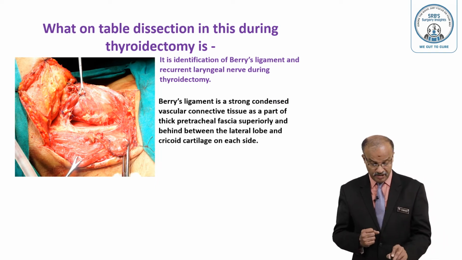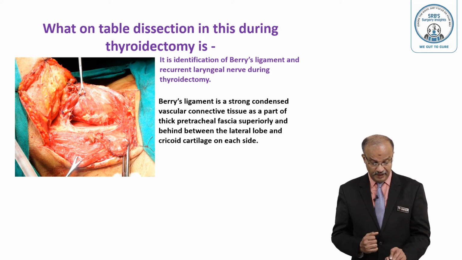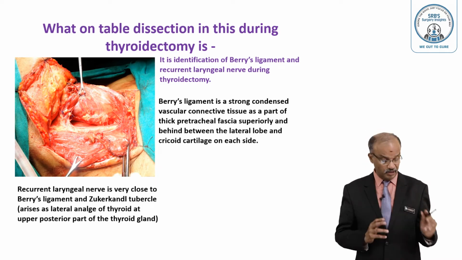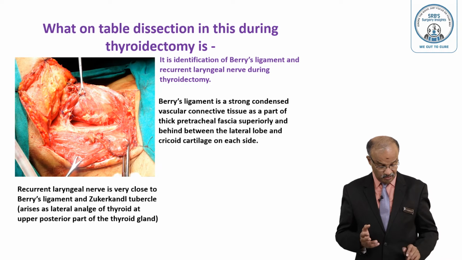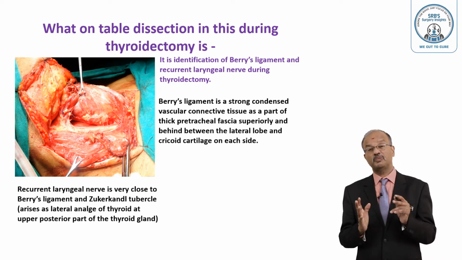It is a strong condensed vascular connective tissue, a part of the thick pretracheal fascia superiorly and behind, between the lateral lobe and cricoid cartilage on each side. I said it is a false capsule. Understood that point? You have to remember. And the other thing is the tubercle of Zuckerkandl. It's a lateral extension of the thyroid in the upper posterior part. These are the two important structures which will guide you to identify the recurrent laryngeal nerve, and are also very important regarding where the recurrent laryngeal nerve gets injured if you are not careful. So you should not use monopolar.